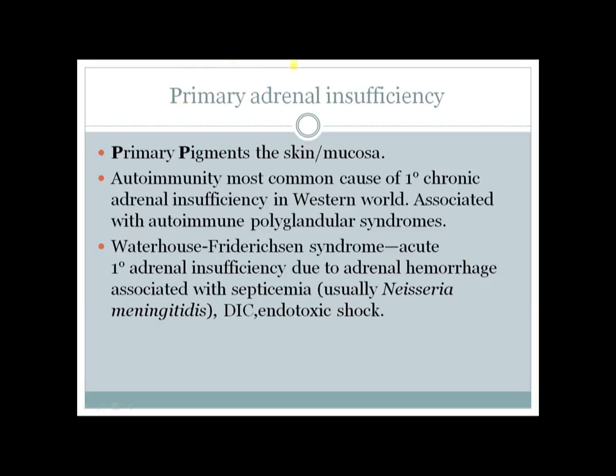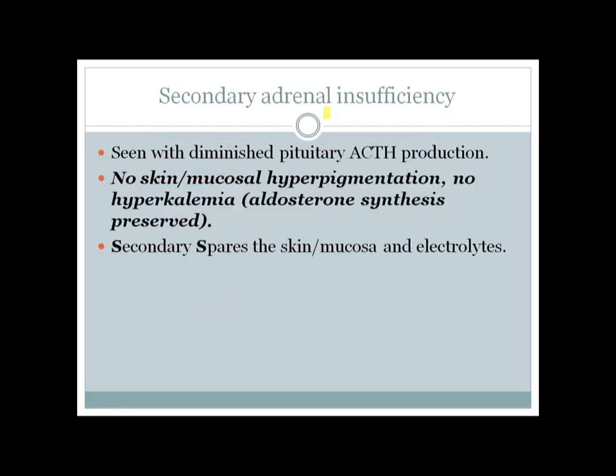So for primary adrenal insufficiency, the most important feature to remember is that primary pigments the skin or mucosa. Very important to remember, very important. Okay, so the most common cause is autoimmunity, and the autoimmunity is commonly associated with autoimmune polyglandular syndromes. And one of the acute causes of primary adrenal insufficiency is Waterhouse-Friderichsen syndrome, where there is adrenal hemorrhage associated with meningococcal septicemia, and the patient presents with DIC and endotoxic shock and features of adrenal insufficiency.